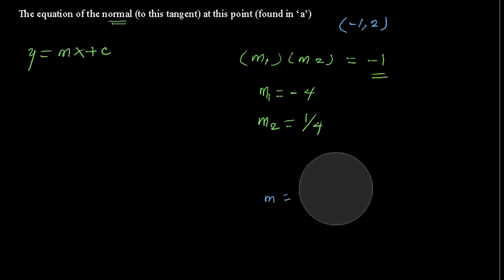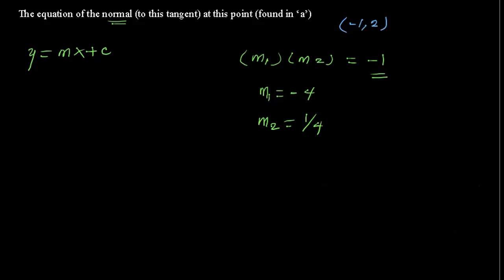So now I know that the m for the normal line is 1/4. So I can come in here and say y is equal to 1/4 x plus c. Now I've got to find c though. I can't leave it like this. I've got to find c. That's where this comes in again, because I know this point is on the line.